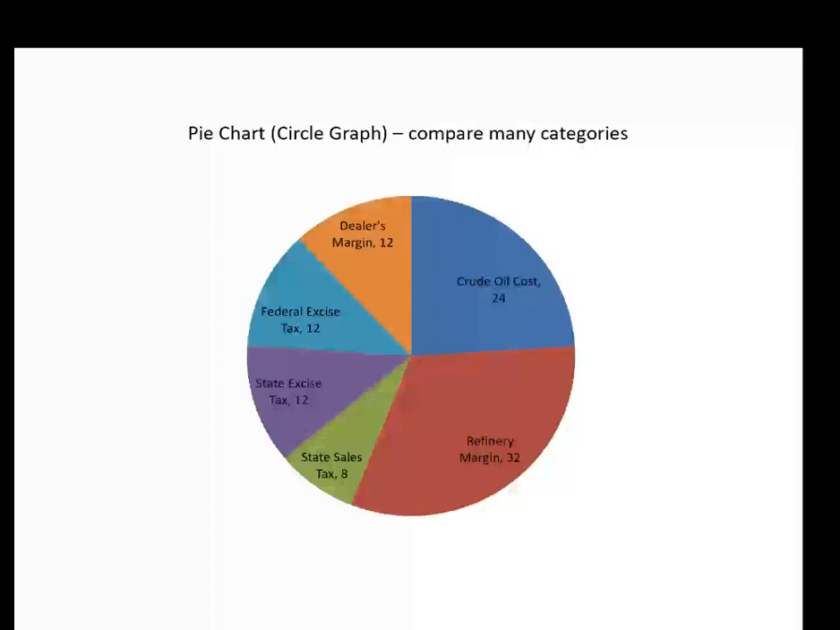Any of the graph types can be used to misrepresent information. The author may or may not have intended to fudge the truth, but usually a misleading graph is intentional. Here is the pie chart shown previously that shows the percent of the cost of a gallon of gasoline attributed to each stage of production or sale. From this pie chart, it is clear that the refinery margin is the largest category and state sales tax is the smallest.